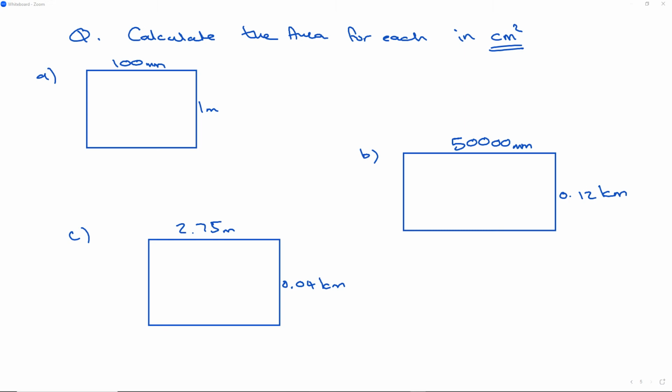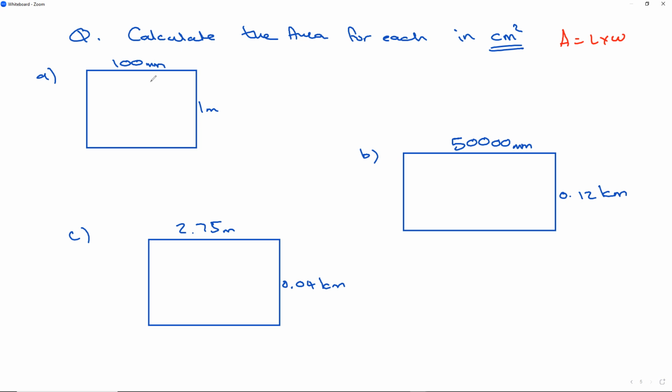Alrighty, let's go through calculating the area in centimeters cubed. The first thing we're going to do is convert each and every one of these amounts into centimeters first. After that, to calculate the area, we're going to multiply length times width, because that's the area of a rectangle, right? Area is going to be length times width, but we're first going to convert each one into centimeters.